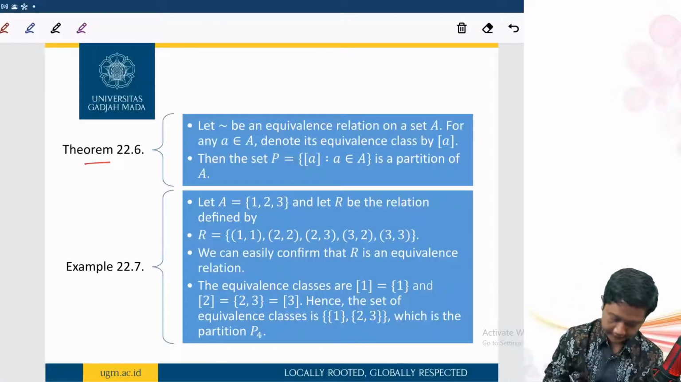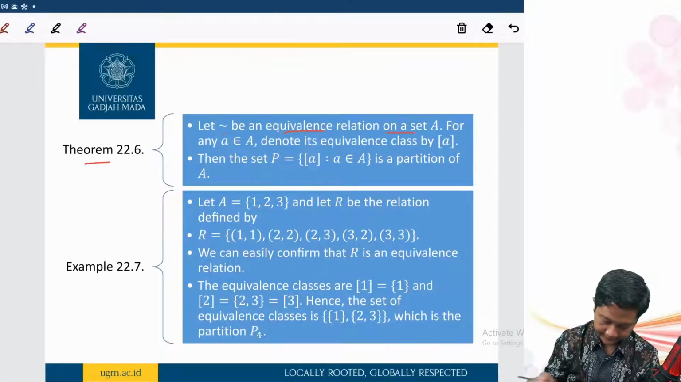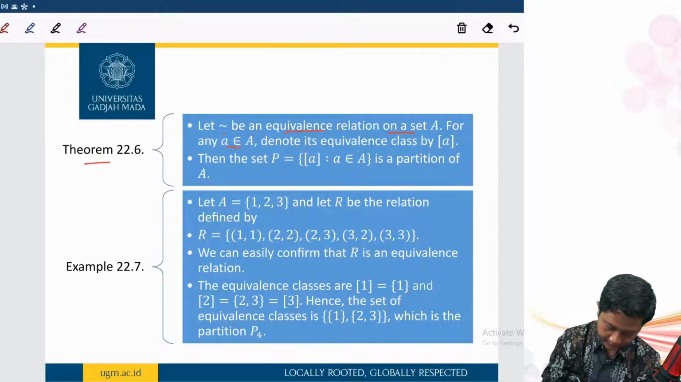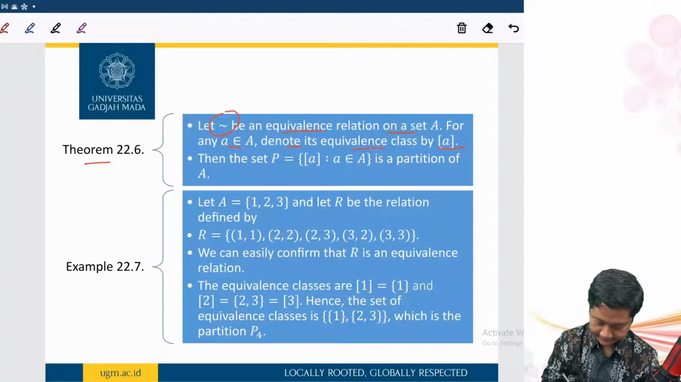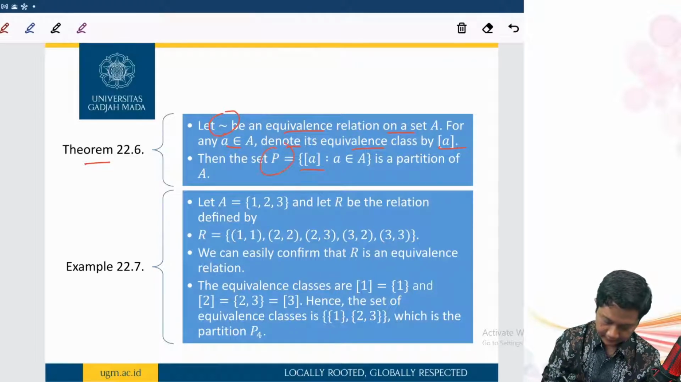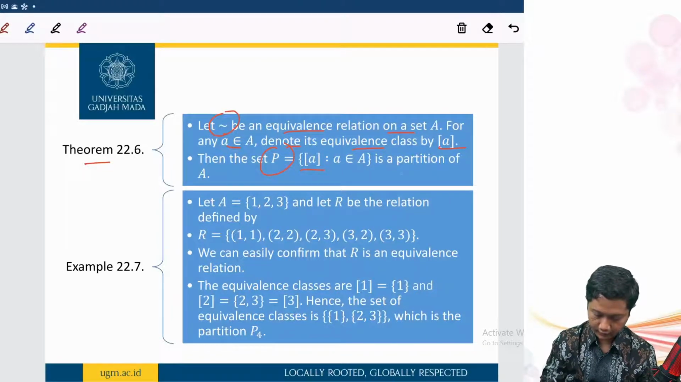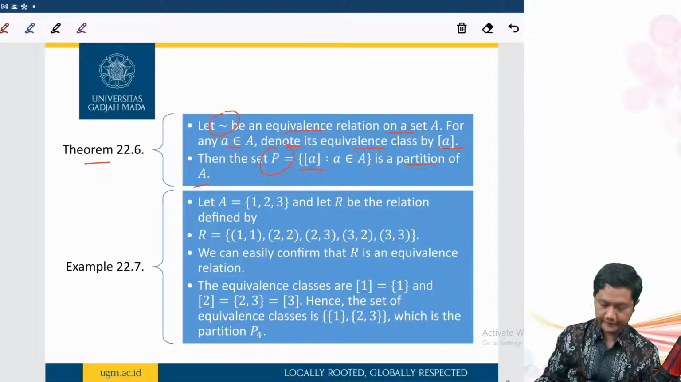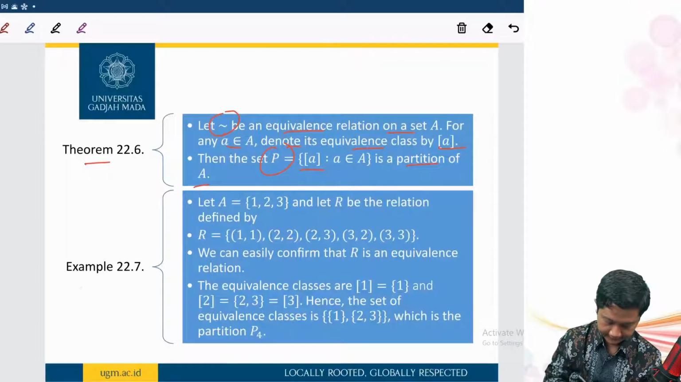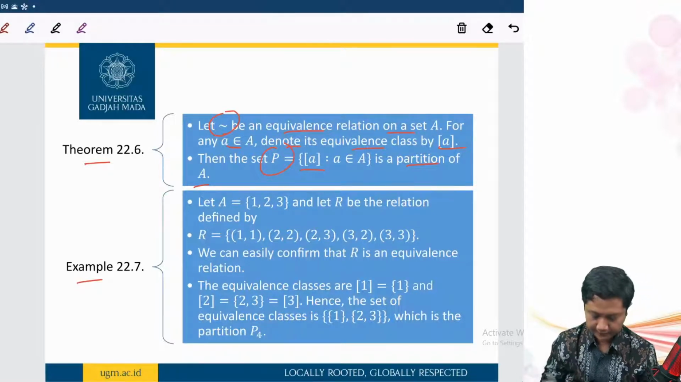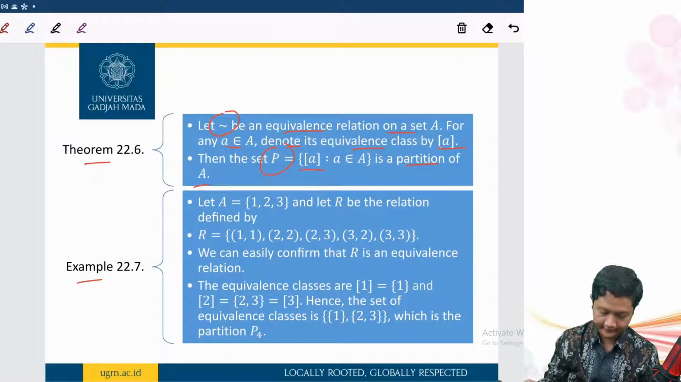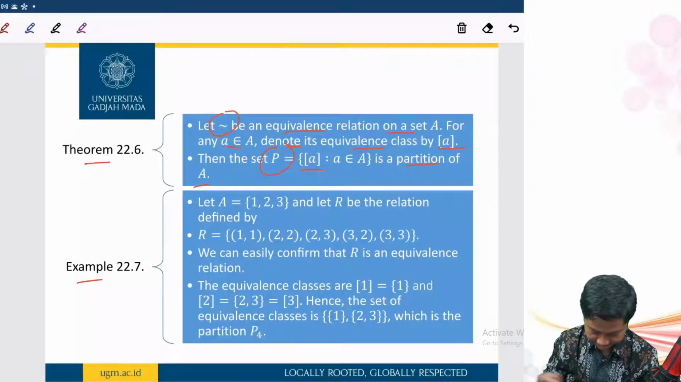We have an equivalence relation on set A here, and we denote the equivalence class by this. And what is our P? Our P is the collection of all partitions of A. So how to see it? To make it more clear, we go to this example, but the proof should be okay. We leave it as an exercise.